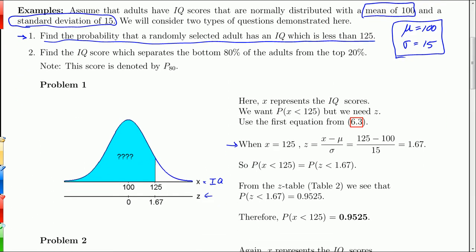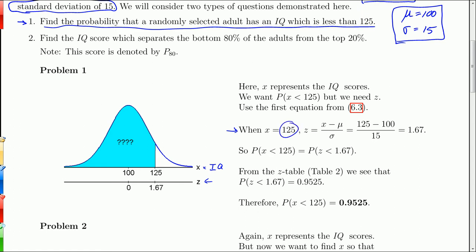So when I do that, x is 125, mu is 100, sigma is 15. So I plug that into this formula. I get 125 minus 100 over 15, which gives me 1.67. So the z-score that corresponds to 125 is 1.67. Basically, all that says is that 125 is 1.67 standard deviations above the mean, which we have done in previous chapters. Right, so that formula for the z-score should be somewhat familiar.